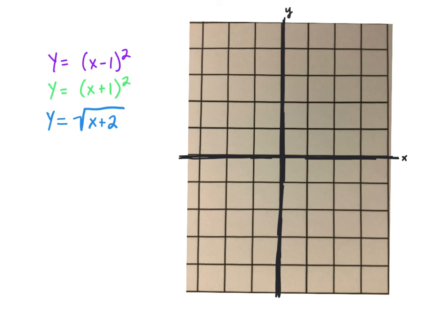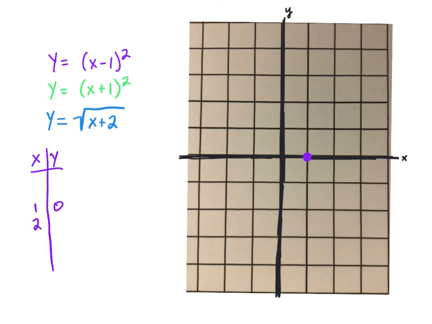Let's go ahead and take a look at some other graphs. We've got a quadratic here, a parabola in purple. We've got x minus 1 squared. Let's think about some key points that would help us out. What is going to get us to 0? If we plug in 1, 1 minus 1 is 0. 0 squared is 0. So a key point is 1, 0.